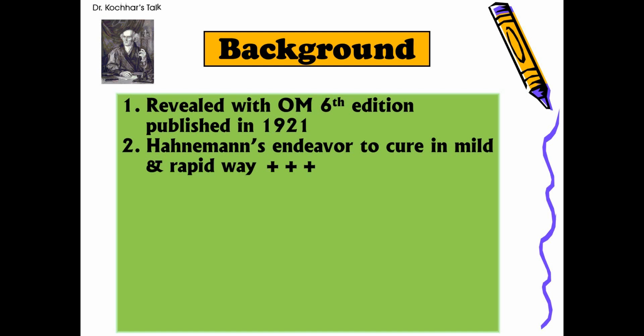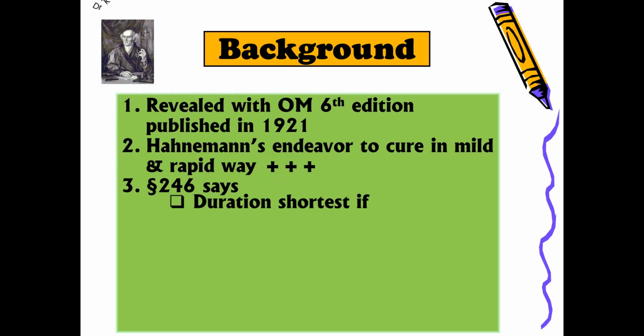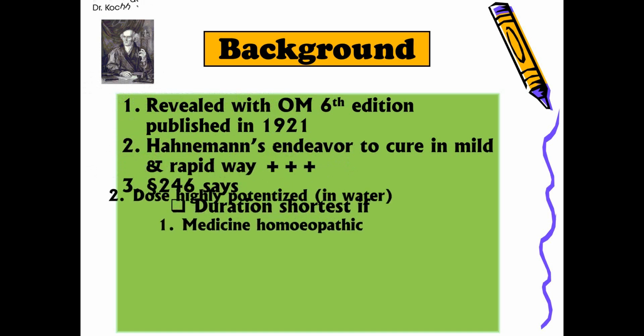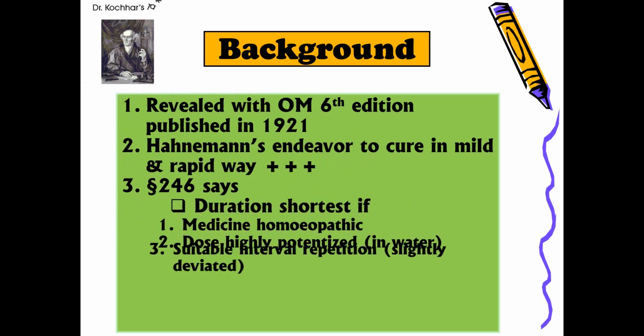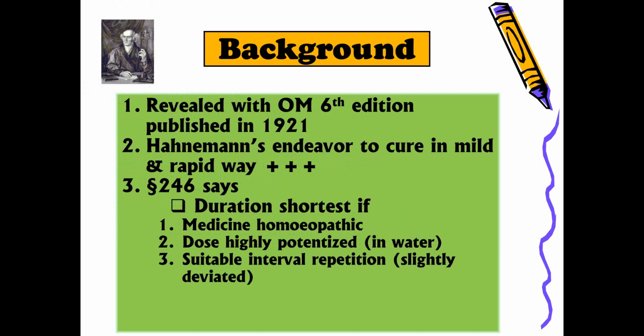mild and rapid way is the target Hahnemann chose. Now aphorism 246, be it edition 5, be it edition 6, emphasizes that the duration of cure must be made shortest, and it can be made shortest by, first of all, the medicine being homeopathic, that is, your selection should be correct. Second is, the dose should be highly potentized, that means crude substance should not be given. Low potency or high potentization, between the two, if the choice is there, it should be highly potentized.